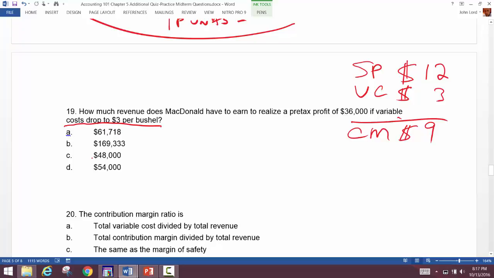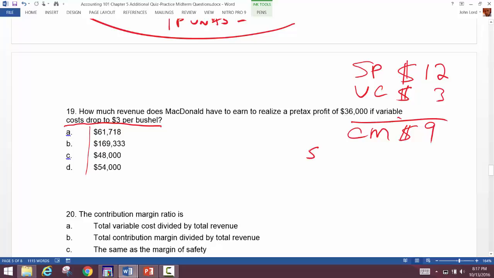And they now, notice, guys, are asking me to give them the sales to get a target profit, and they want it in sales dollars, don't they? So don't I have to use the contribution margin ratio if they ask me for sales dollars? What's the contribution margin ratio? How do I calculate that?